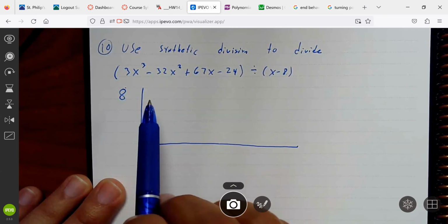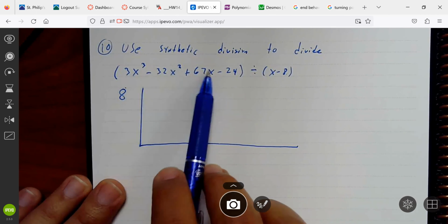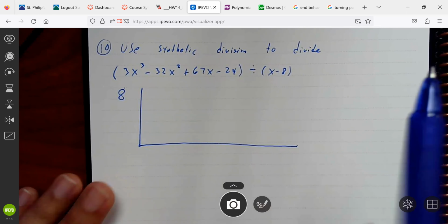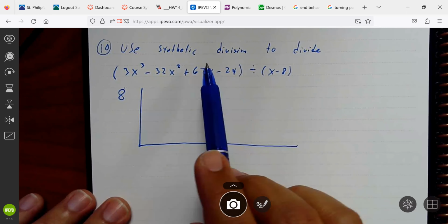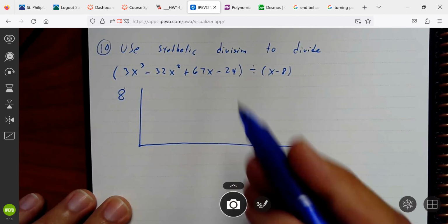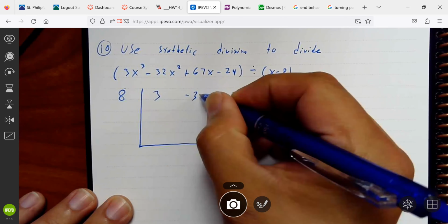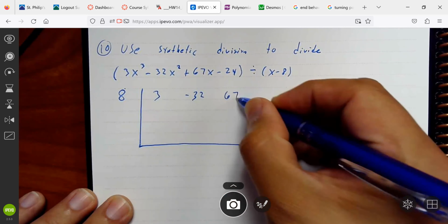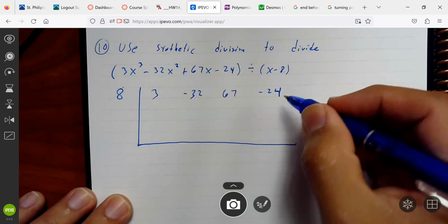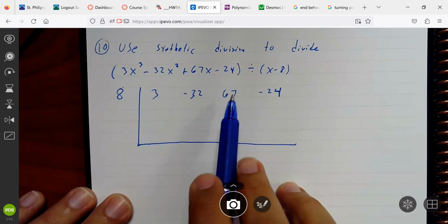Now, check if you have every single descending power. You have 3, 2, 1, 0. So we're good. We don't have to add any placeholders. If there was one missing, you would have to add a 0 for that term. So now just write the coefficients, and then you can begin. Again, if there was one missing, you'd have to have a 0 as a placeholder.